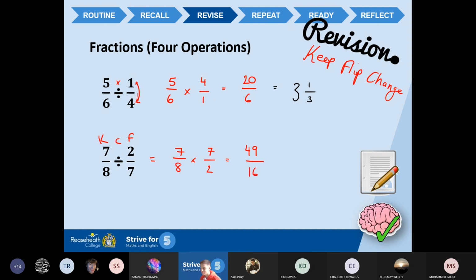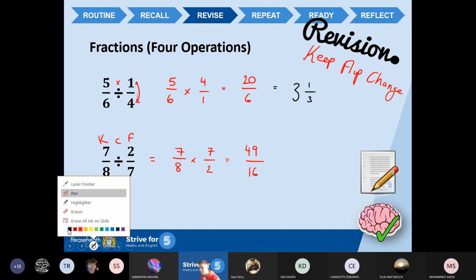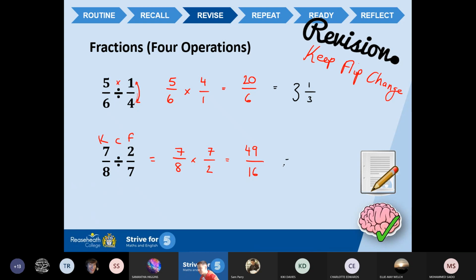Here we go, guys. This is a challenge for you today. How many times does 16 go into 49? I'm going to convert it into a mixed number. How many times does 16 go into 49?